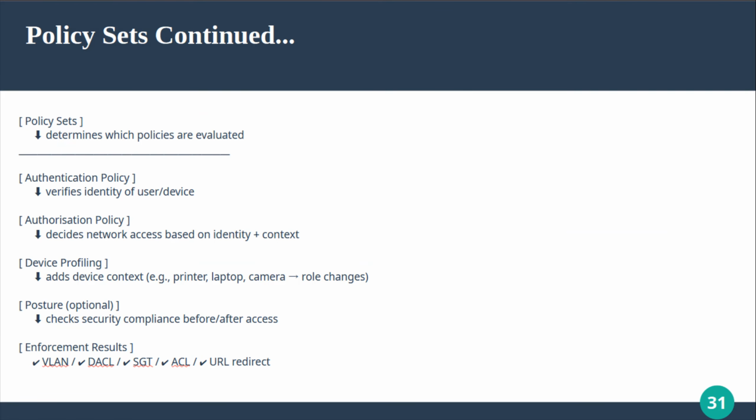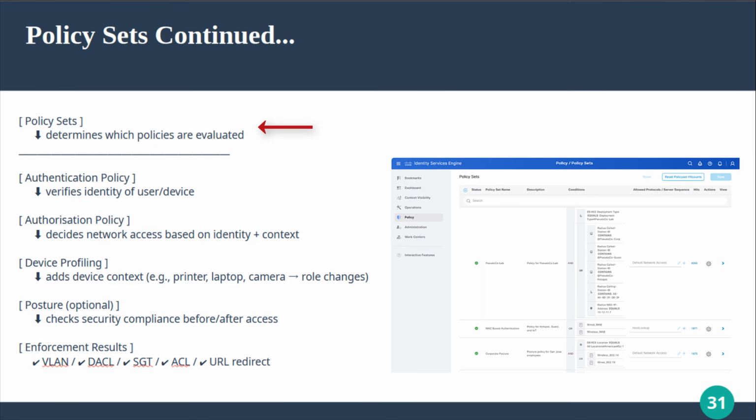From a policy management perspective, this slide might be easy to understand. When we have a look at every connection entering the network, it is first matched against a policy set. This determines which policies are evaluated, so it acts like a traffic director. From there, the authentication policy confirms who or what the endpoint is, so it verifies the identity of the user or the device.